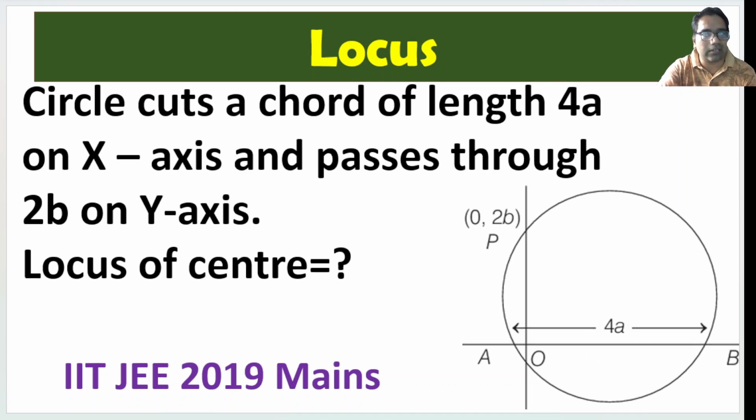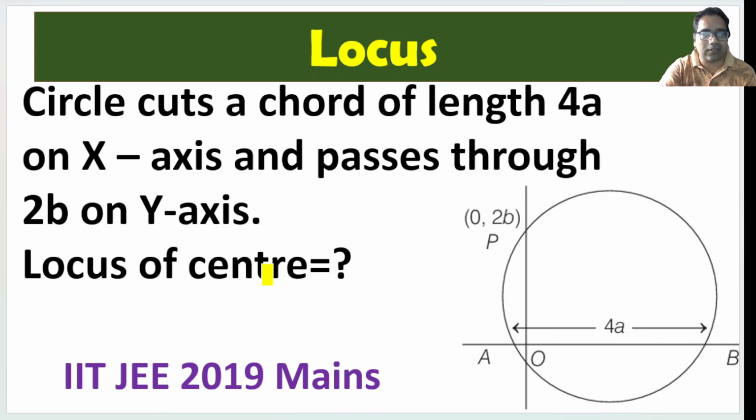And it is passing through a point 2b on the y-axis. This point is always fixed. This length is always fixed. The length on the x-axis, the chord length, and the point through which it passes, these two are fixed. Here the chord is not fixed, the length of the chord is fixed. Here the point is always fixed.